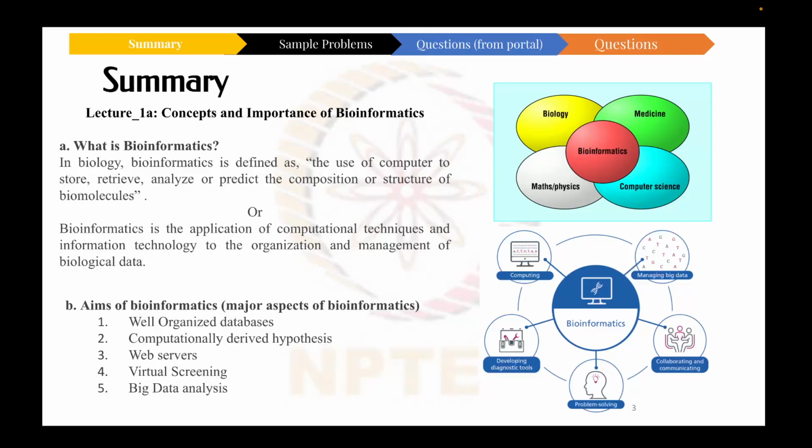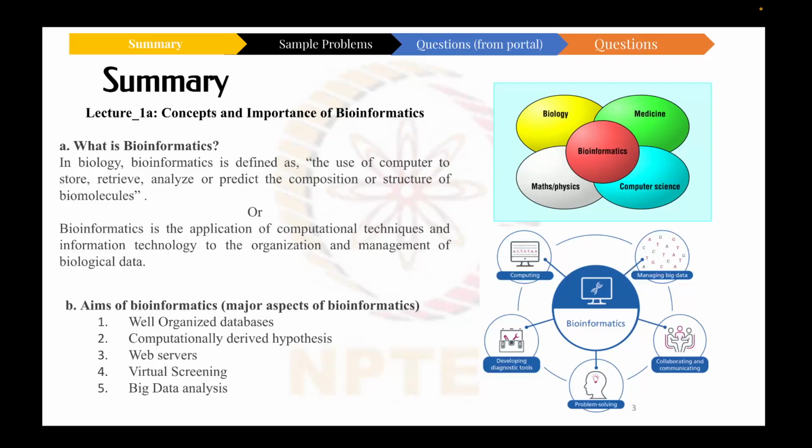So, what do these databases do? These databases facilitate efficient data retrieval and analysis, enabling researchers to explore and understand various aspects of biological systems. Next is computationally derived hypothesis. Bioinformatics methods help to identify patterns, relationships and potential correlations within the biological data, leading to hypotheses that can be tested experimentally and contribute to a deeper understanding of biological processes.